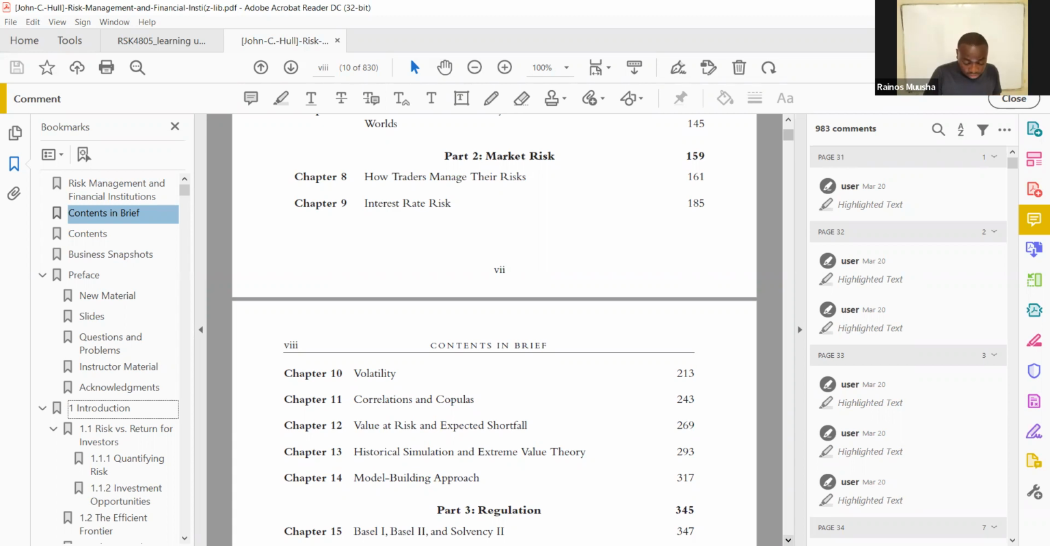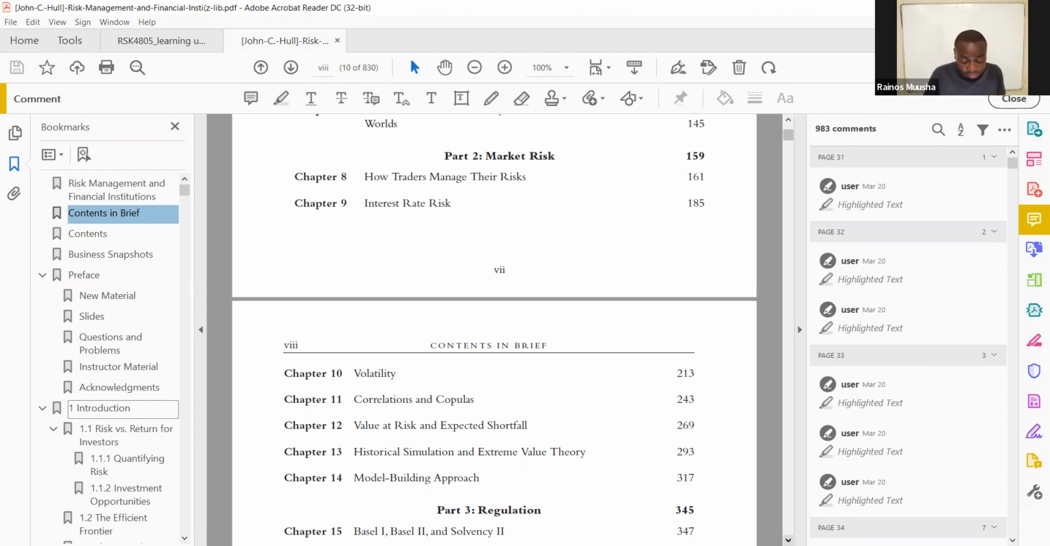Then chapter 10, we're going to look at volatility and how to measure volatility. And we're also going to look at chapter 11, correlations. We're not really going to look at copulas, but we're going to be looking at correlations in chapter 11. Then chapter 12, we look at the calculation of value at risk and expected shortfall. And remember, there is no way you're going to be writing an exam without being asked on chapter 12.